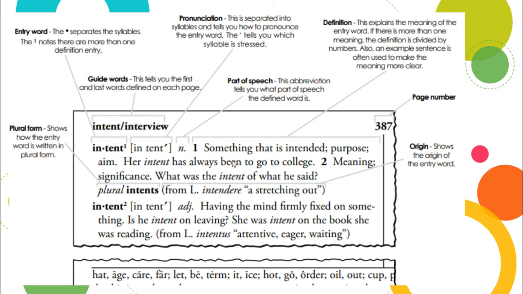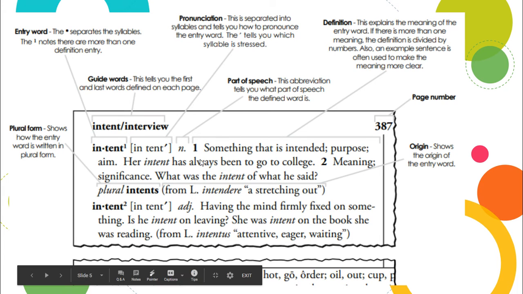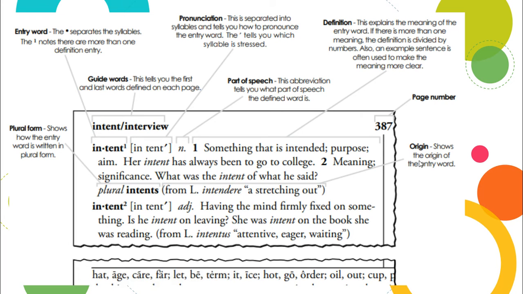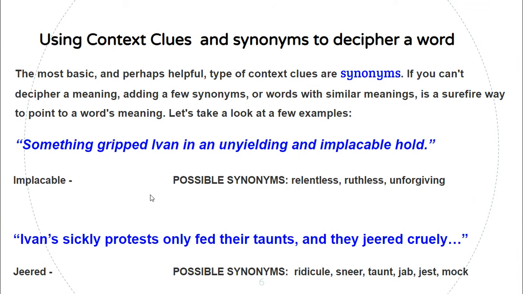The definition is the meaning of the entry word. If there is more than one meaning, the definition will be divided by numbers. Here is a page number, and then sometimes you'll have the origin of the entry word. And last, it will give you the plural form of the word, so you know exactly how to write it in its plural form. And in this case, you would just add an S.